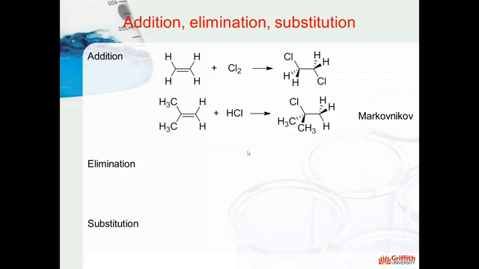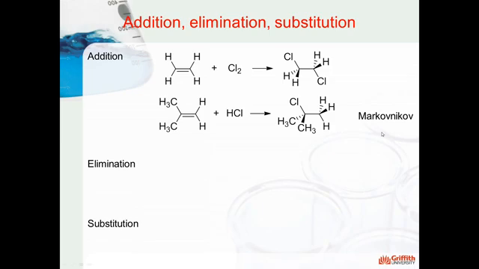We can have asymmetric addition. So here we have an asymmetric alkene. So on one carbon there are 2 methyl groups, on the other carbon there are 2 hydrogens, and then we have addition of HCl. There are 2 possible ways this could occur, but there's one major product of this reaction.